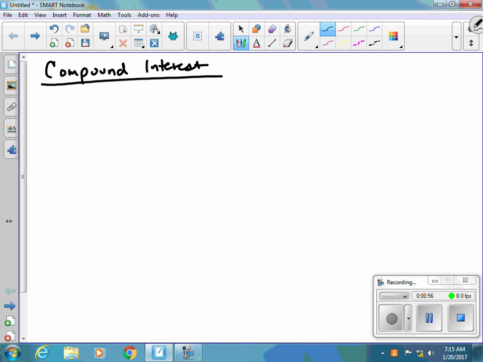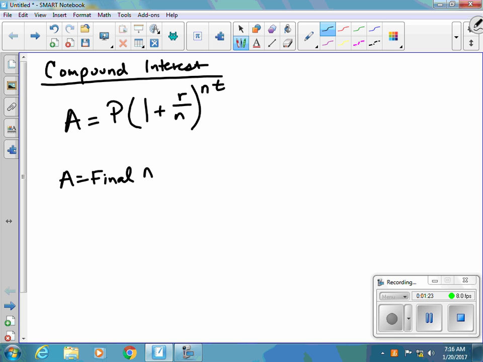So the general formula for compounding interest is A equals P times (1 plus R over N) to the power of N times T. So what does this tell us? A is our final amount. P is also known as the principal slash initial deposit.